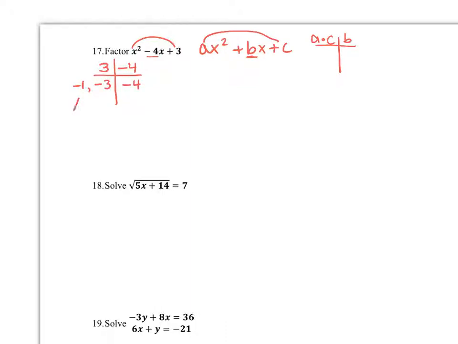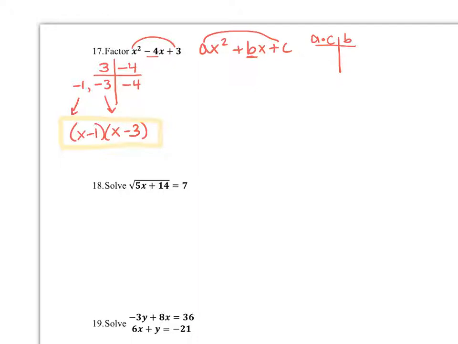So we're going to put these into our factored form. So x minus 1 times x minus 3. And this is our final factored form of number 17. Let's move on to number 18 now.